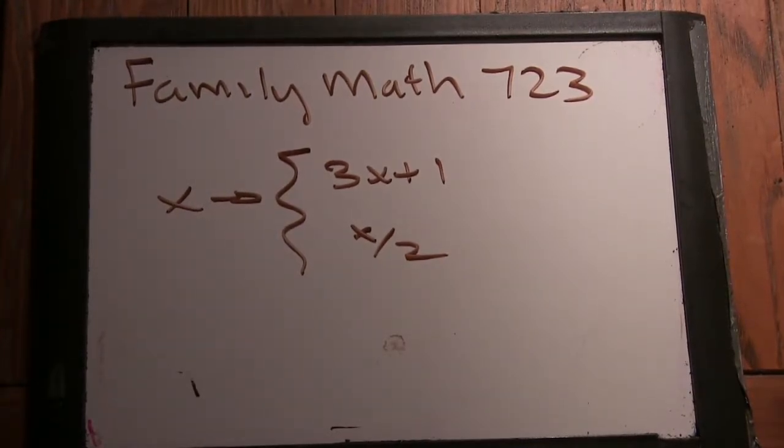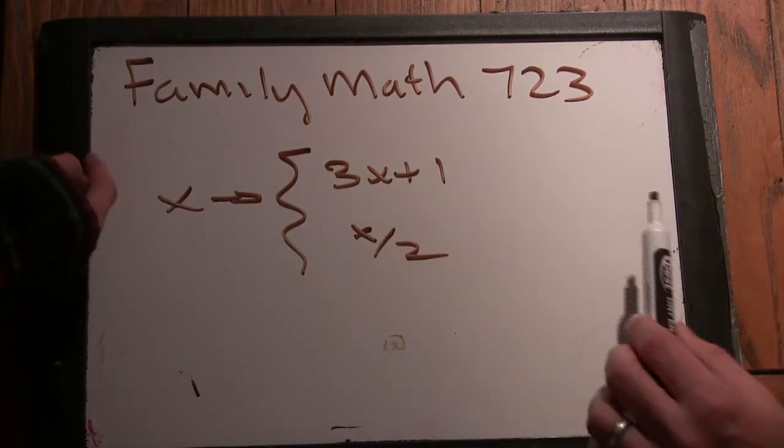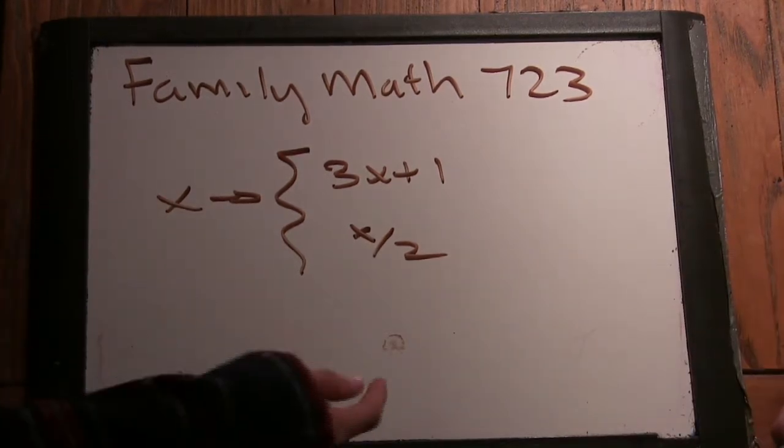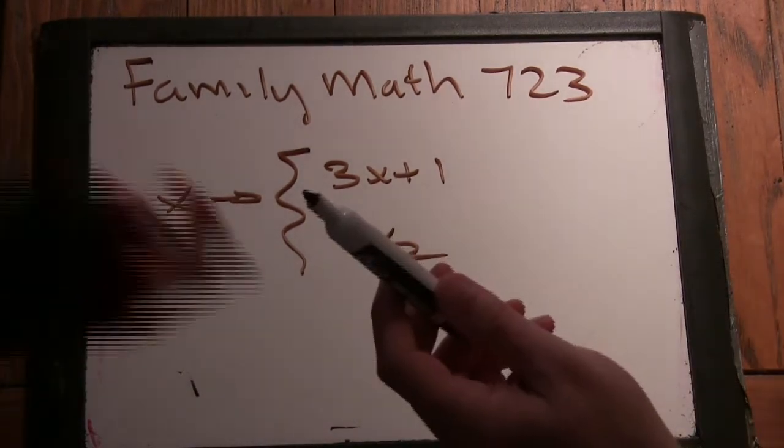FamilyMath 723. So today we're going to revisit a famous unsolved problem in math, where I start with a number, and then if the number is even, I divide it by 2, and if it's odd, I multiply by 3x plus 1. Do you remember what this idea is called? It's Collatz's conjecture. And what is the Collatz conjecture? So it says any integer x value you use will always go back to 1. Okay. So, why don't you show me?